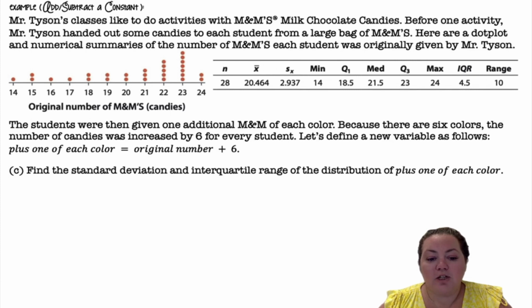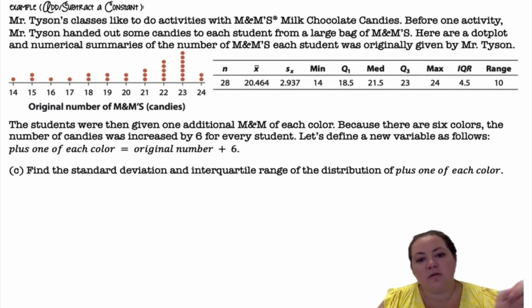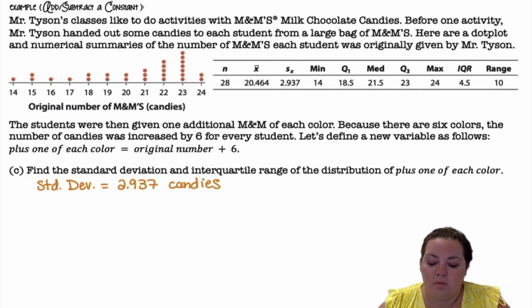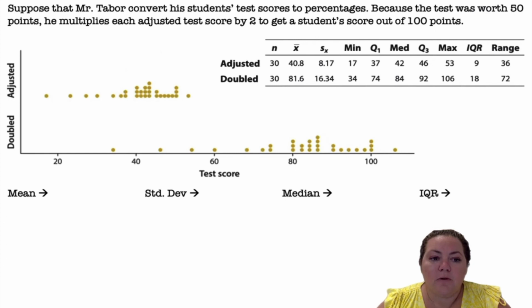All right, find the standard deviation and interquartile range of the distribution of plus 1 of each color. So if I add 6 candies, it's going to slide things over, but it's not going to spread them out more, because the 14, the lowest value, is going to increase by 6, and the highest value is going to also increase by 6, so it didn't get more compact or more spread. All right, so my standard deviation is going to stay the same at 2.937, and my interquartile range would stay the same at 4.5.